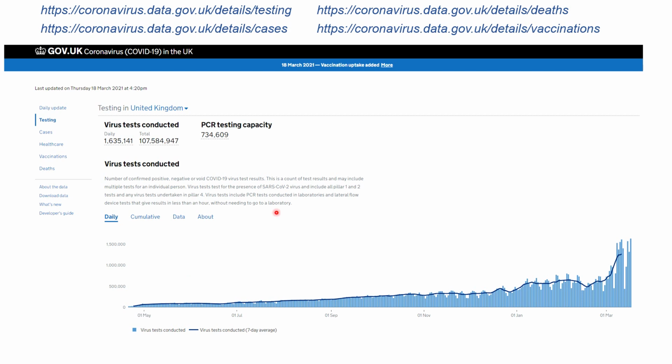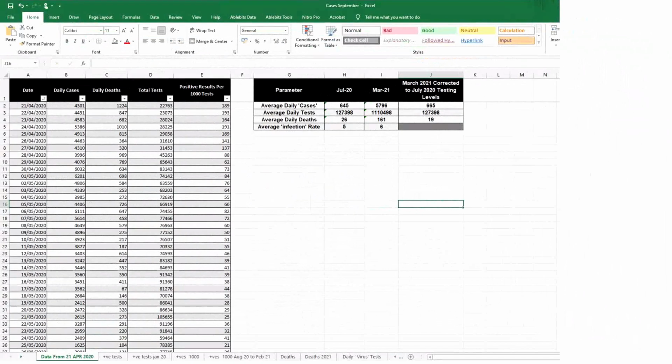So what I've done from this is I've created a spreadsheet with the daily cases, daily deaths, total tests, and I've calculated what the positive results per 1,000 tests are, because this is what would give you, if this was an infectious disease, the level of infection, so how many positives they get out of every 1,000 tests they undertake.